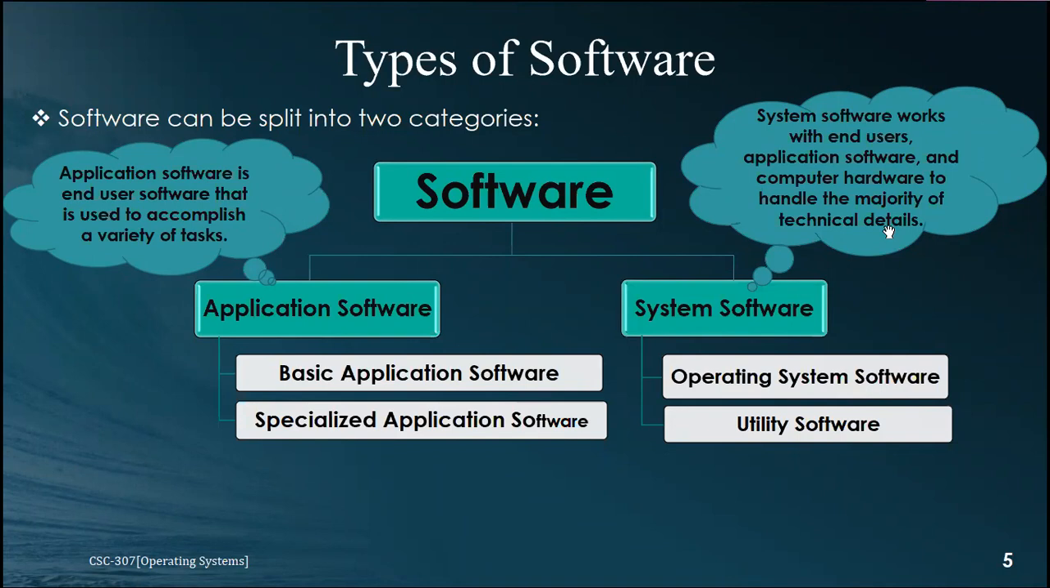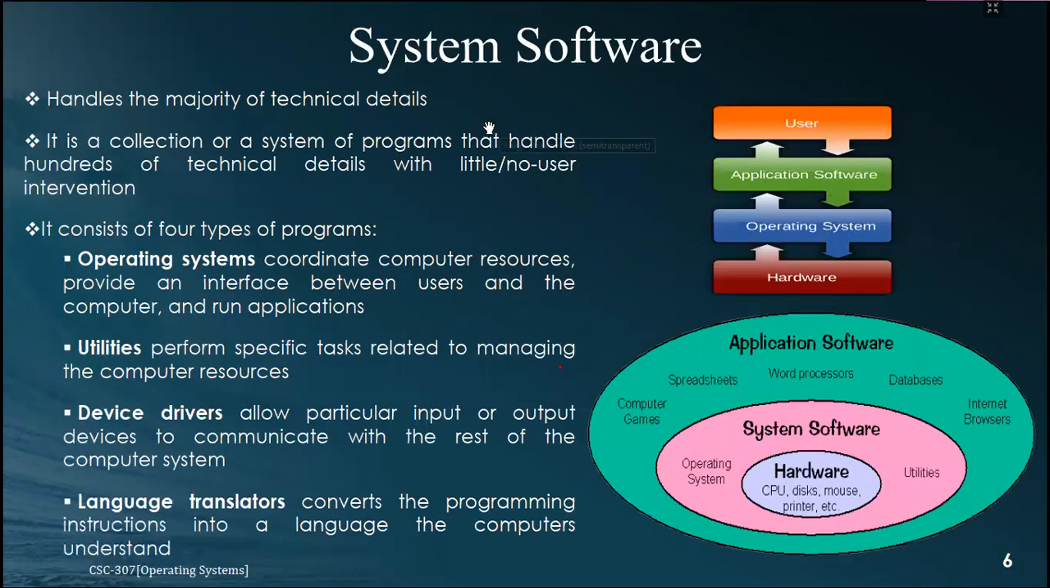So basically, here are some examples. For application software, we have a Google Chrome browser, different photo editing software and so on. For system software, we have the operating system, and utility software is also system software. Now, let's go through the definition of system software.